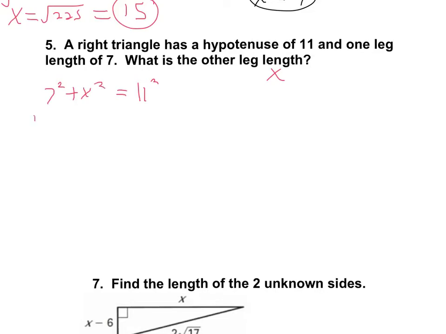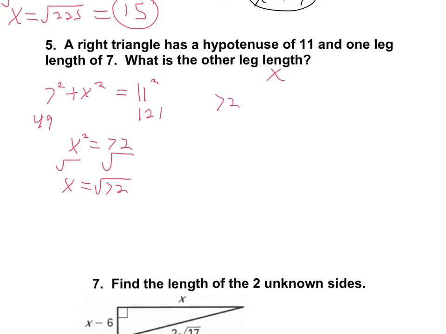All right, 7 squared is 49. 11 squared is 121. If I subtract those, 121 minus 49, I get 72. And so then you take the square root of both sides, and let's see here. Does square root 72 come out evenly? No, it doesn't. I get like 8 point something.